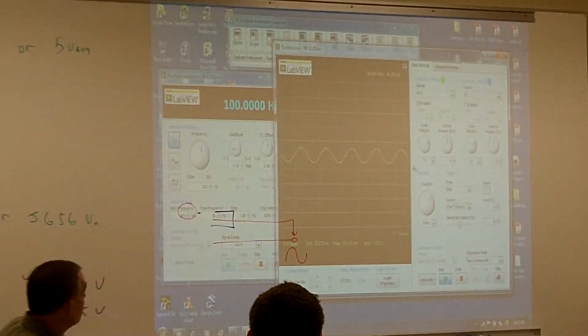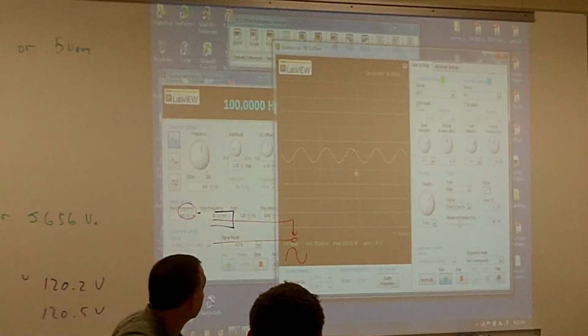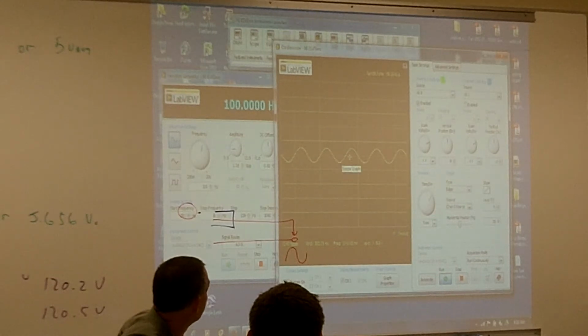Okay, so we'll go over this a little bit more tomorrow, but that's what an oscilloscope is. It's just a graphical representation of our signal.